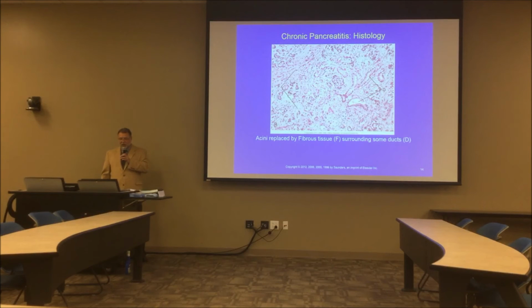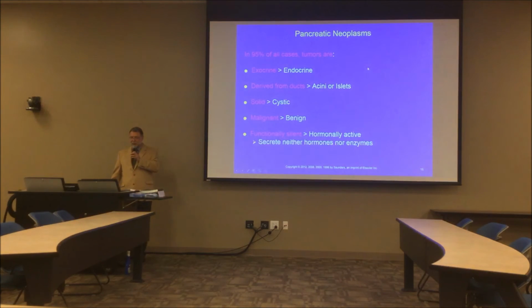For the histology, just try to know that in the chronic stages, fibrous tissue goes in. This F is for fibrous tissue that surrounds those ducts. Here on the right side, you can see the ducts being surrounded by that fibrous tissue, replacing the normal tissue.